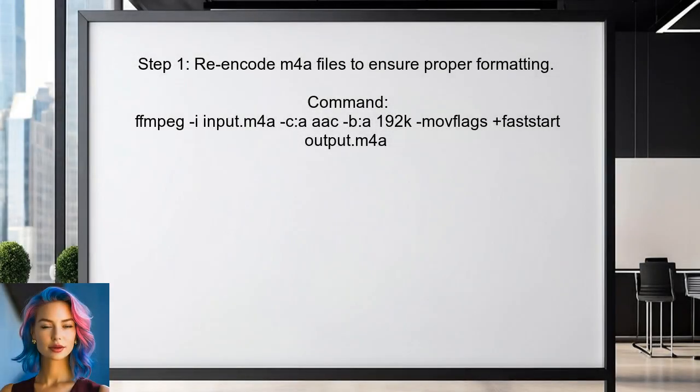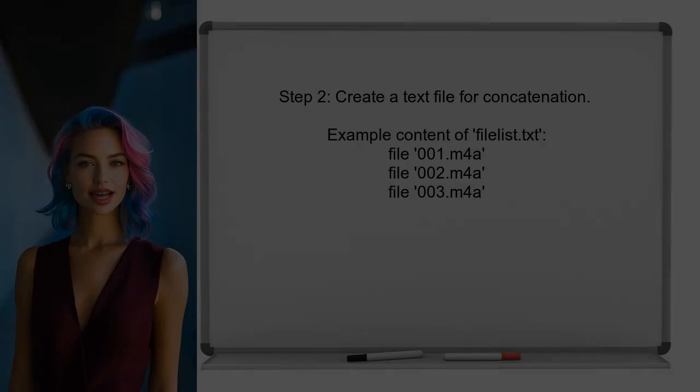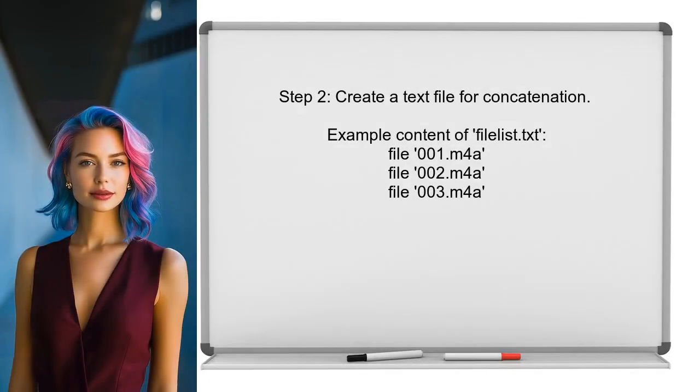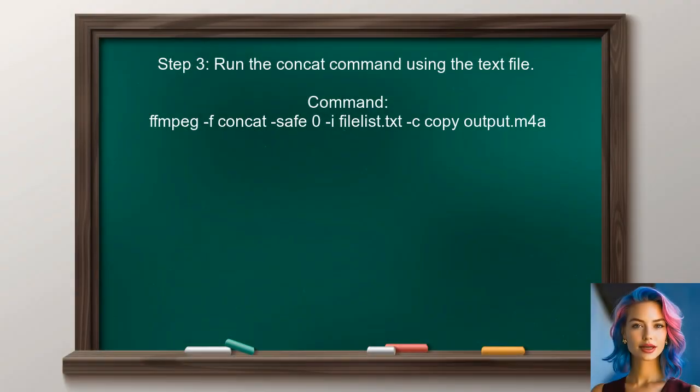To address the issue of the duplicated MOOV atom, the user should first ensure that the M4A files are properly formatted. This can be done by re-encoding the M4A files before concatenation. Next, the user should create a text file that lists all the M4A files they want to concatenate. This method avoids issues with the Concat protocol. Now the user can run the concat command using the text file they created. This will help avoid the duplicated MOOV atom error.